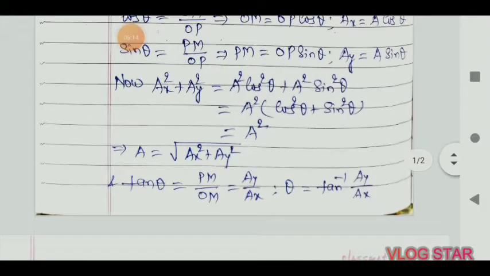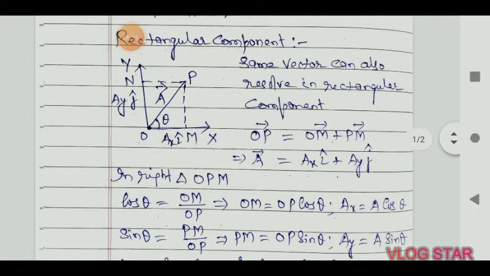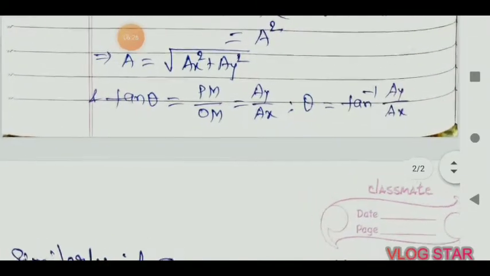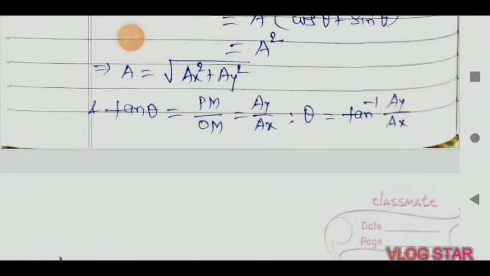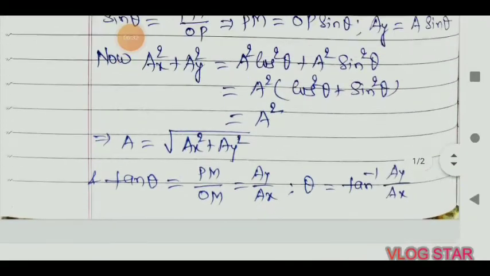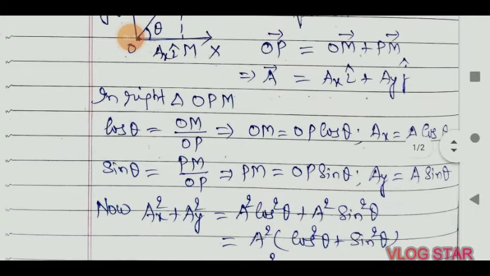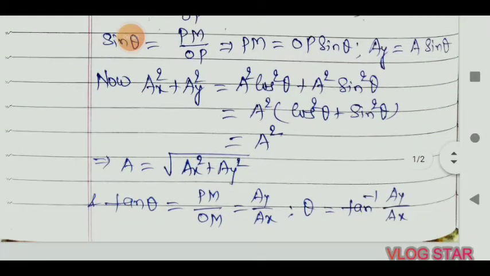Now you can also find out the angle. Theta is the angle that vector A makes with the x-axis. You find tan theta, that is PM upon OM, which is AY upon AX. So you get the angle. So you can find out the magnitude of the resultant vector and its direction.